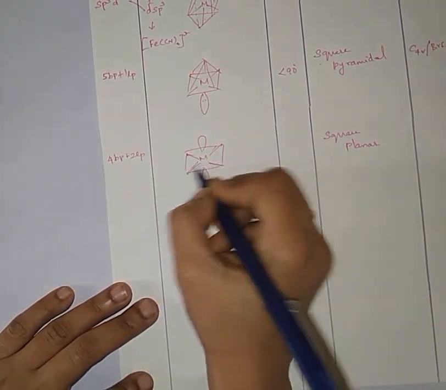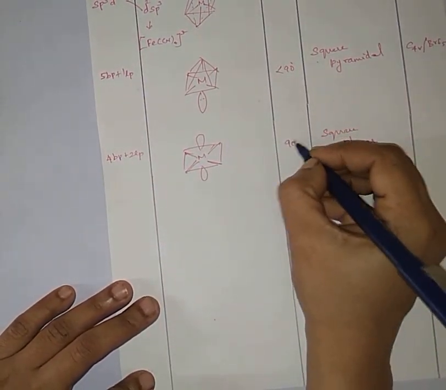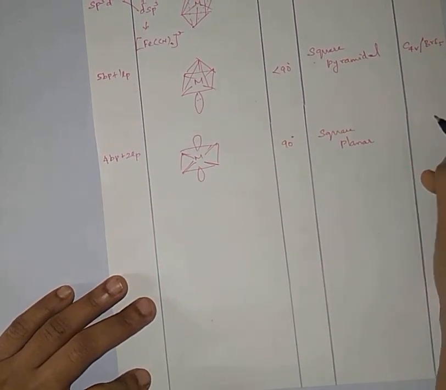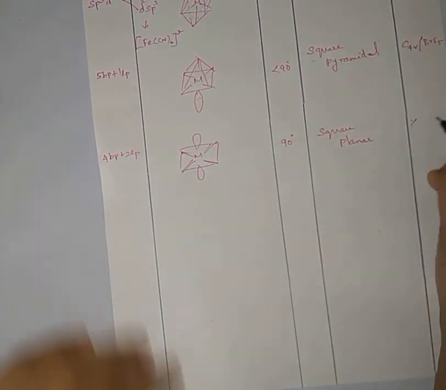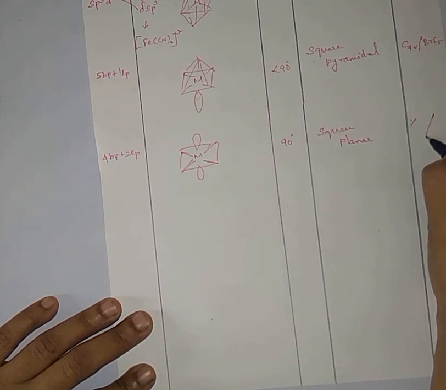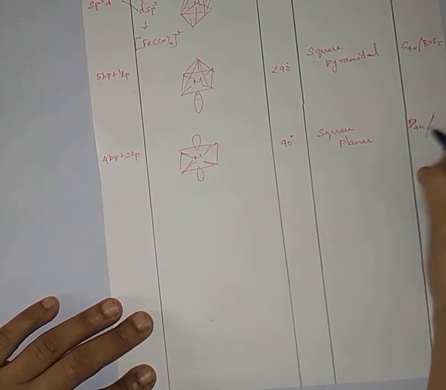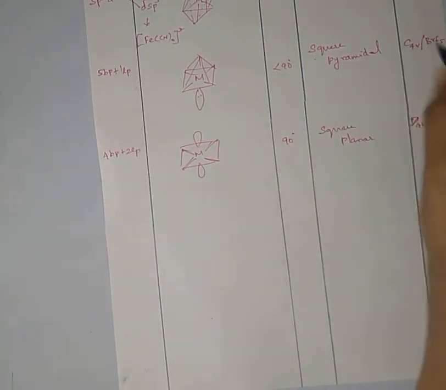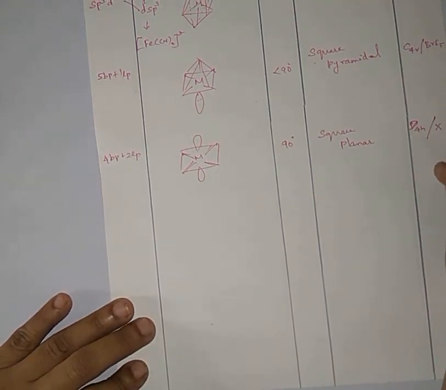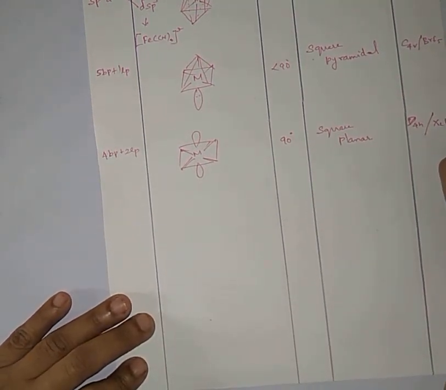What is the angle of the square planar? 90 degrees. And for the square planar example, first the point group. The point group is D4h. D4h. And the example is XeF4. Okay, any complex.